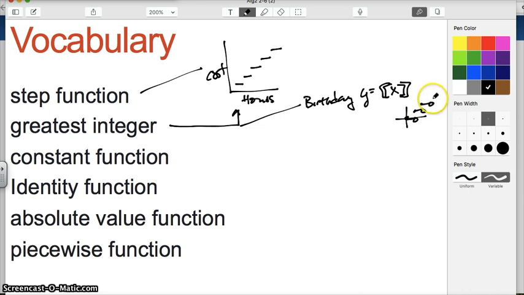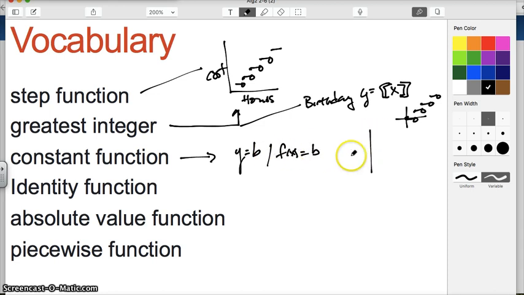All of them have open circles and closed circles when you're dealing with a step function, so I should probably do this righteously. But depending on the situation, you need to check where the open and closed circles will be. A constant function we know is y is equal to some value b. Of course, that could also be written as f of x is equal to some value b. And that's a function where the graph is going to be a horizontal line going from left to right through some point b.